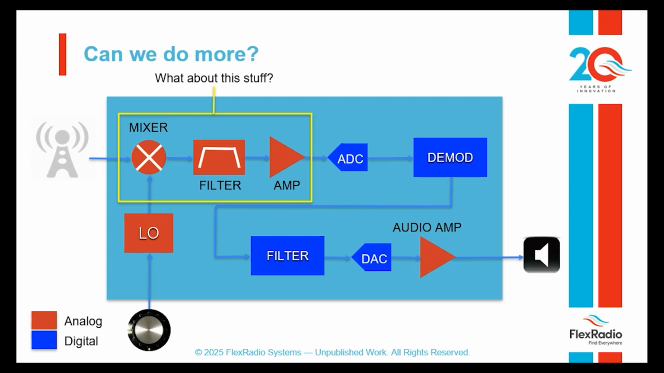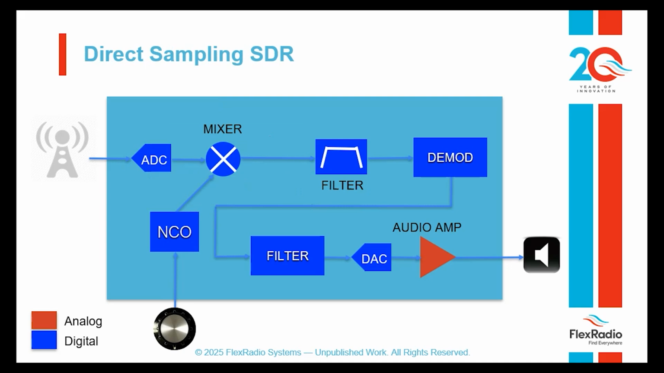So the question is, could we do more? And this is what an SDR is all about, which is taking all this stuff on the front, your analog mixer and your filter and your amplifier, and turning all that into digital. So this is what I would call more of a true SDR, where we take the antenna and put an analog to digital converter.